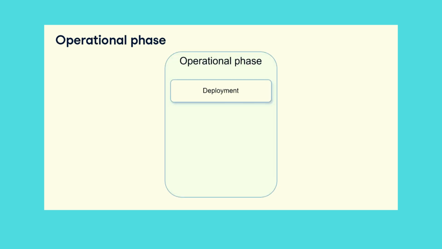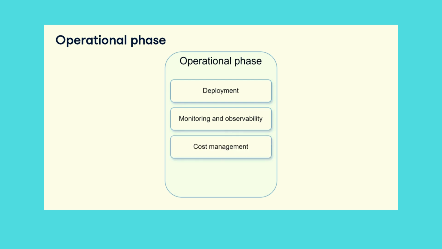In the operational phase, our first activity centers around deploying our application to production. Moreover, monitoring and observability helps us keep track of how well everything is working. Another consideration is cost management, which is about handling the expenses associated with using these models. Concluding the operational phase is the implementation of governance and security, which includes access controls and measures to mitigate threats.